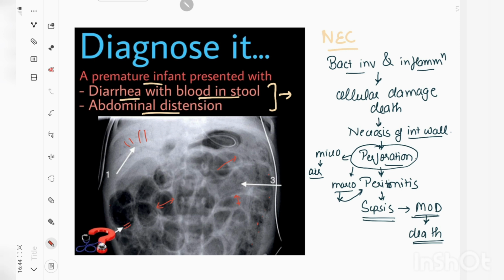Next thing we can do is the blood investigation. In investigation, after the development of sepsis, we can see leukopenia with increase in ESR as well as CRP.